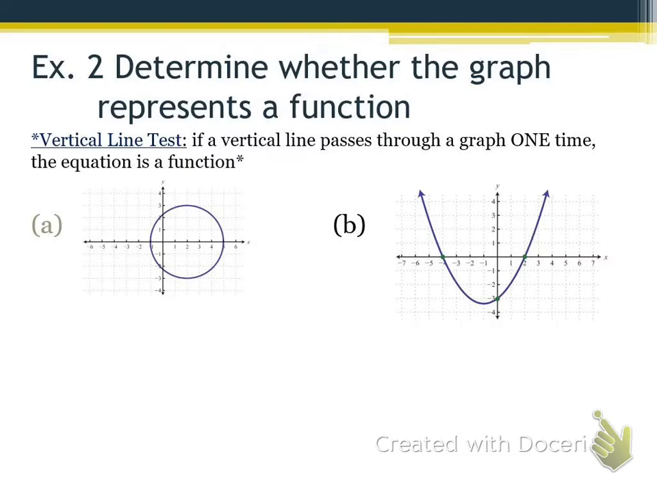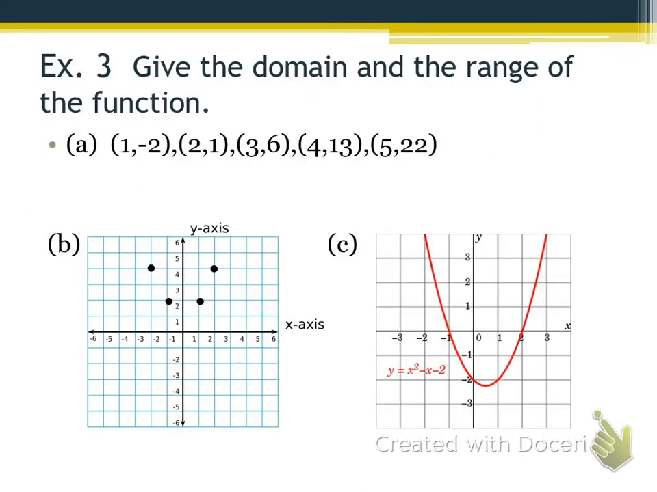Example number 3. Now, they want us to give the domain and the range. So let's review. You can look back in your notes if you need to. The domain is which value? X. Our input is our domain. So let's make a little note. And our range is our what value? Our Y values.